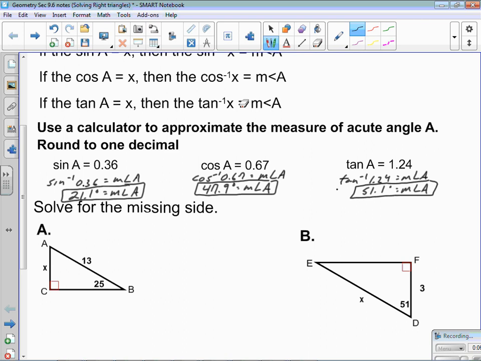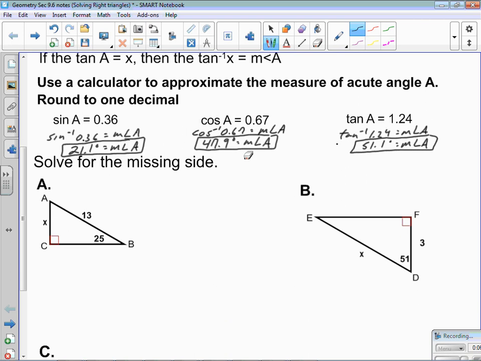All right, so now we're looking at solving for a missing side. And so this is where we really apply what we did yesterday. Okay, so we're given one side length, and we've got one acute angle here. And we want to use those two pieces of information to figure out what the length of this one side AC over here is.